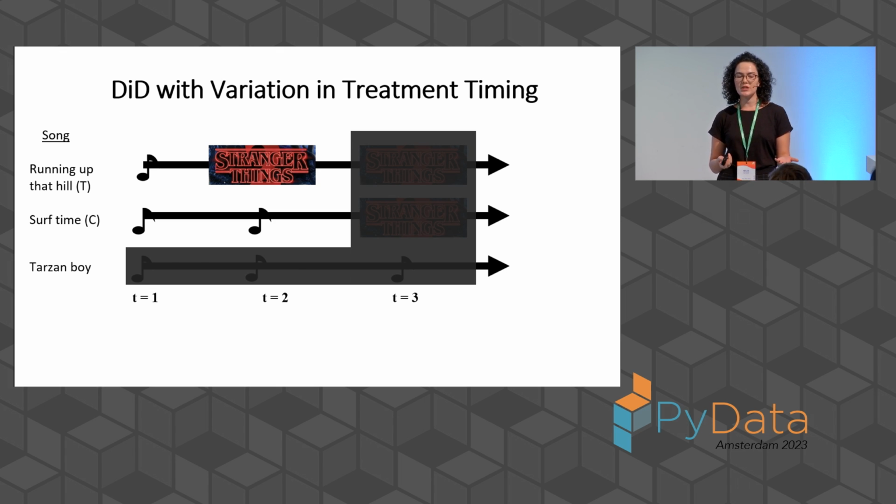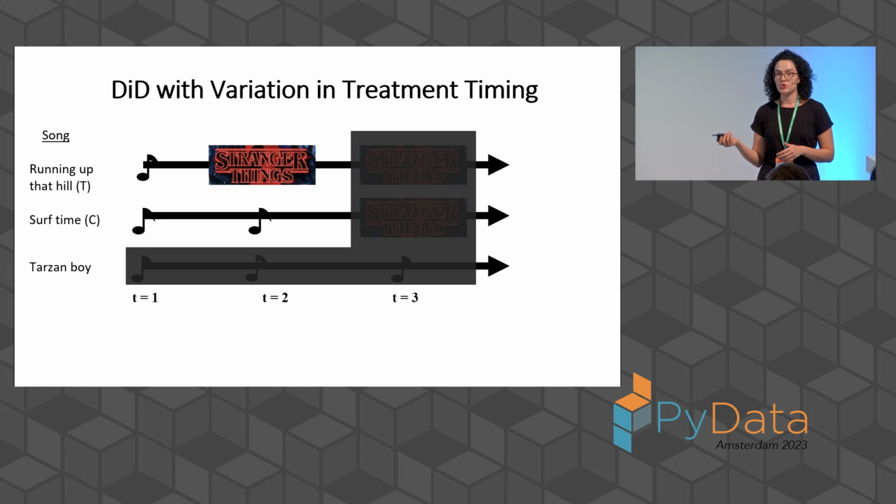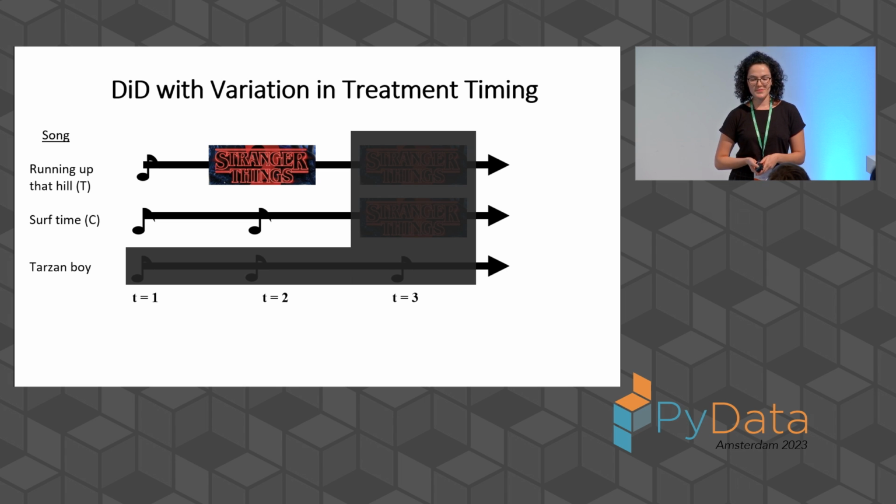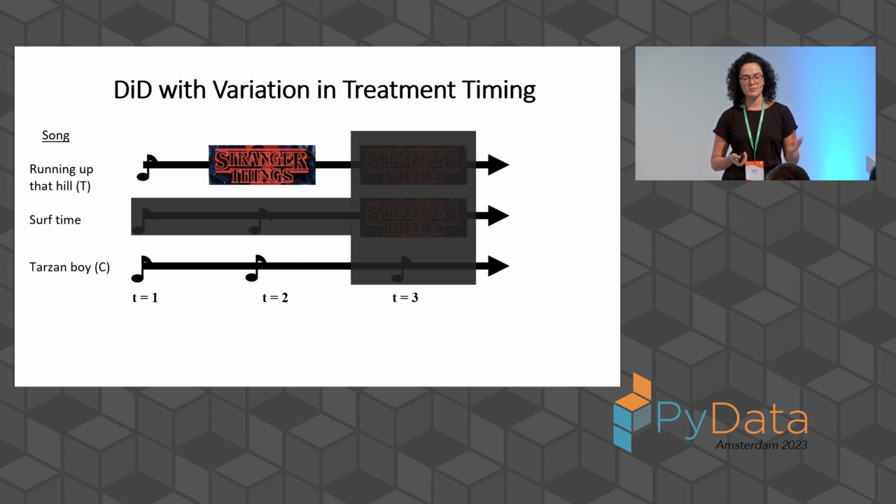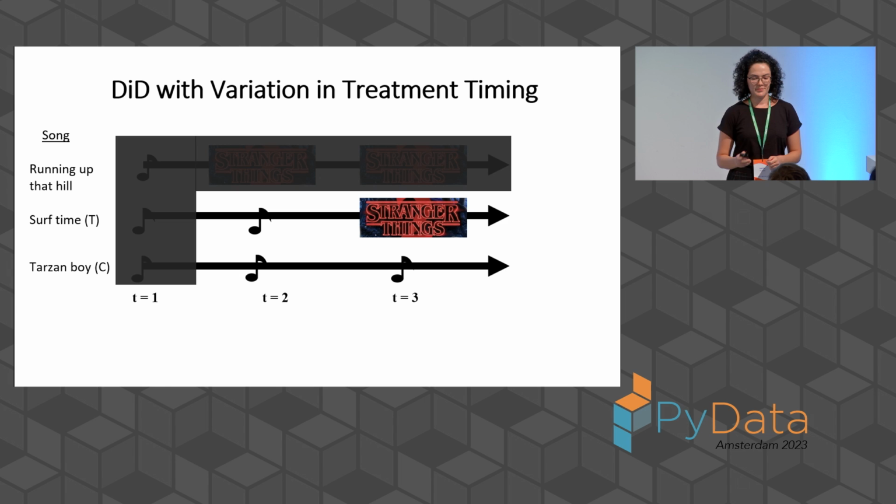So the first case will be this. So the first component of the weighted average. That will be, Running Up That Hill will play the treatment here, and Surf Time will play the control. Next component in the weighted average is this one, pretty similar. There's not much changing. And you will just calculate the estimated treatment effect as in the first one, and use that as the component in your weighted average.